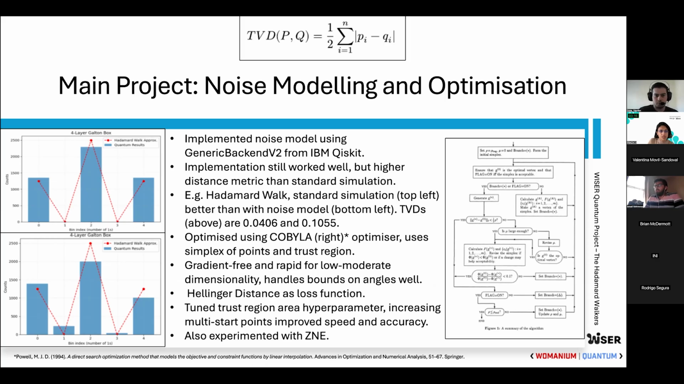We also optimized this implementation by selecting COBYLA as the optimization algorithm. The reason we chose this one is because it's gradient free, and so it's quite rapid for low to moderate dimensionality, and it easily accounts for the bounds on angles that we needed to implement. We also trained the trust region hyperparameter, and we found that increasing the different points we can start from as a hyperparameter was a really good way to increase the accuracy while keeping it low cost. We also experimented with zero noise extrapolation.